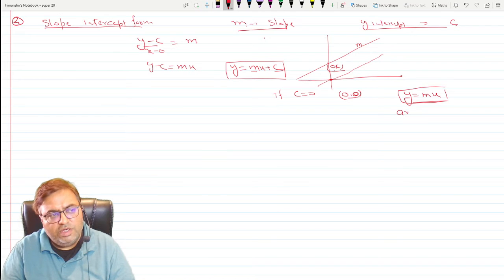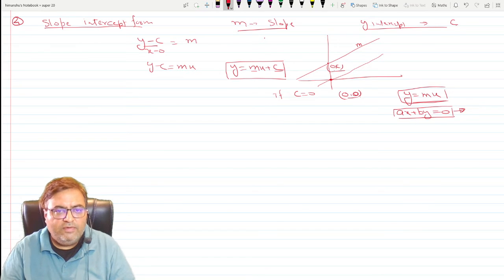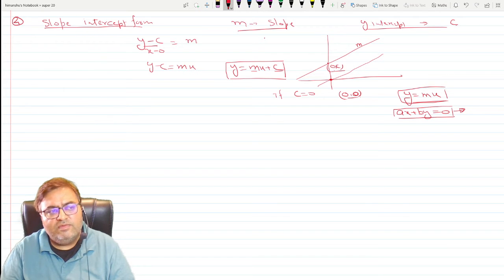Any equation of the form ax plus by equals 0 is the equation of a line which always passes through the origin. If you have to assume the equation of a line passing through the origin, you can simply take it as y equals mx or ax plus by equals 0. Now, recall the previous form, x by a plus y by b equals 1.